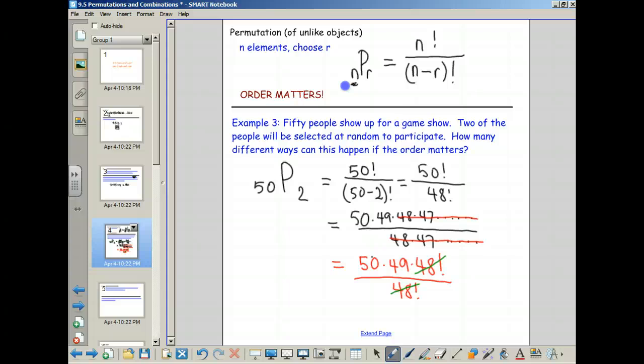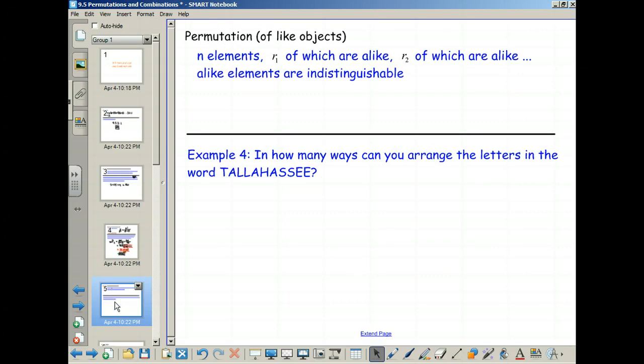So now it's just a matter of taking your calculator and multiplying 50 times 49. What's 50 times 49? 2450. So there are 2,450 different ways that we could select 2 of our participants from among 50 that came in and applied and wanted to be selected. It's a lot. It's huge. But part of the reason it's so big is because the order matters.